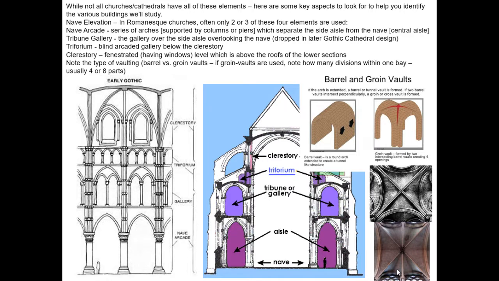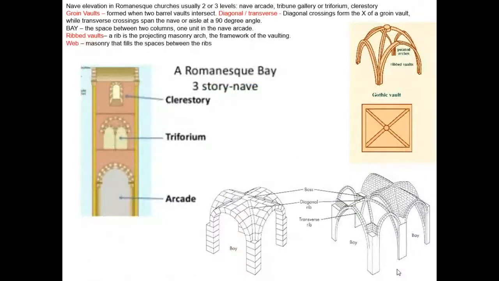You can have 7-part vaulting as well, and we'll see some examples of that. So in the Romanesque, our nave elevation is usually 2 or 3 levels. Sometimes it's just the arcade and the clerestory. Sometimes it's just the arcade and the triforium with no windows. But sometimes it's all 3: arcade, triforium, and clerestory. Sometimes in place of the triforium, you could have a gallery.